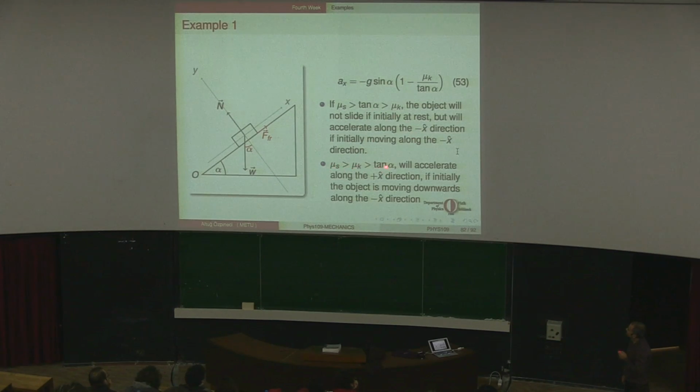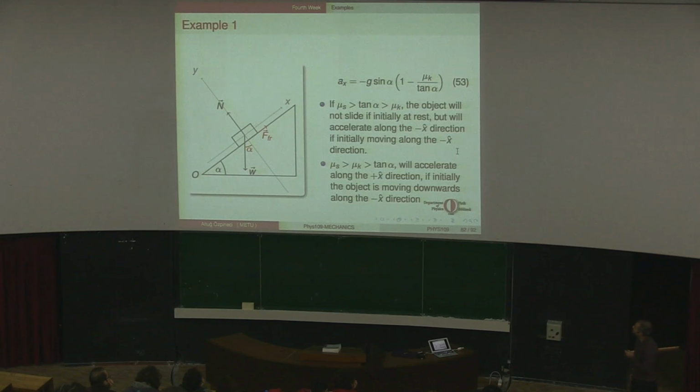And there is the third case, when tangent alpha is less than the static coefficient of friction, and it is also less than the kinetic coefficient of friction. This just means that the slope is so low that it will not accelerate, it will decelerate.